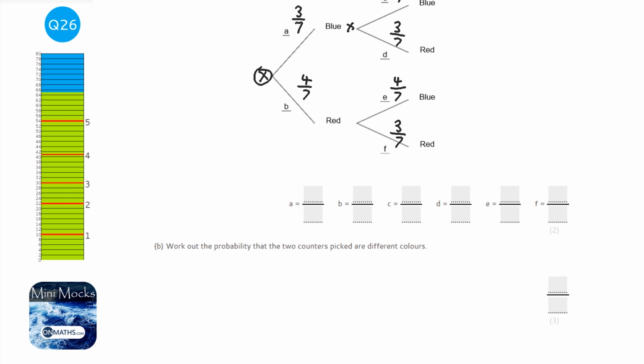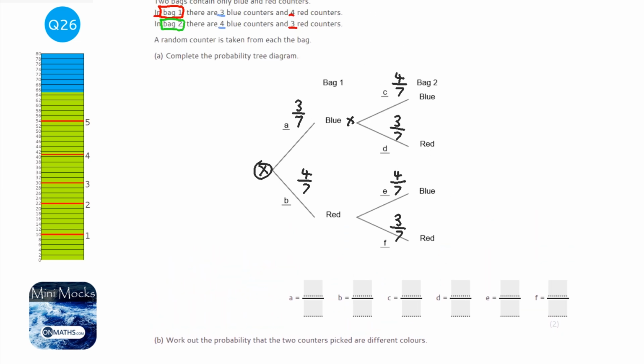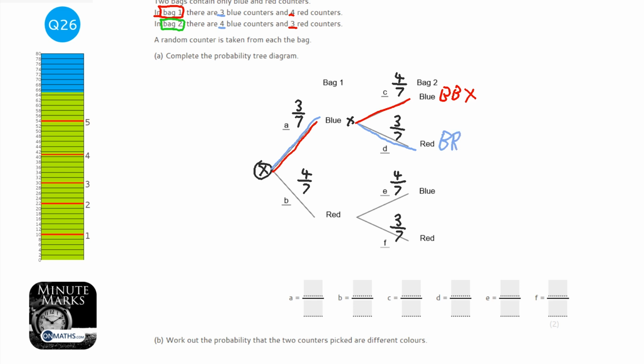It says work out the probability that the 2 counters picked are of different colours. So let's follow the paths down. If I pick this one, a blue and then a blue, I've ended up with a blue and a blue, and they're not different colours. So let's try another line. If I pick a blue and then a red, well, that's a blue and then a red.